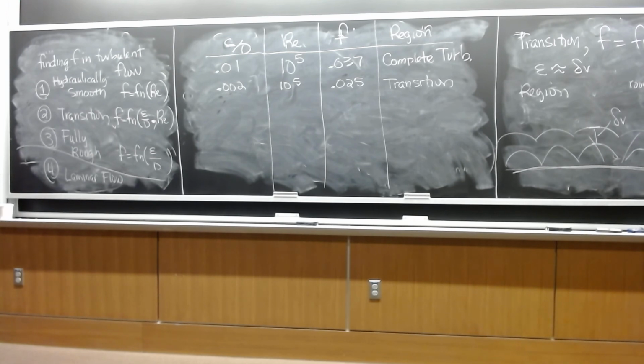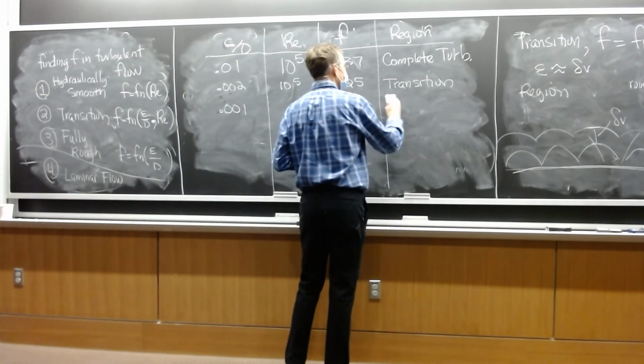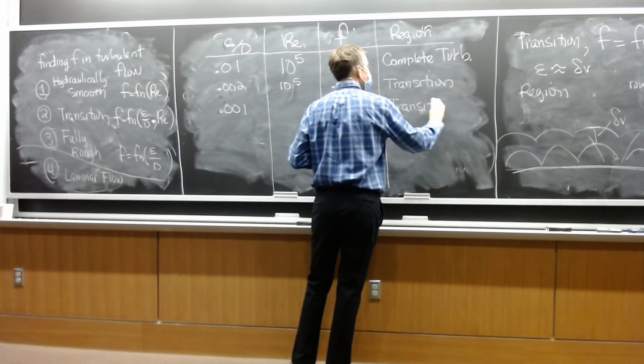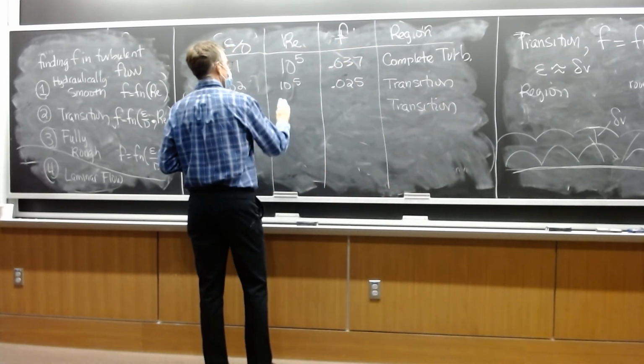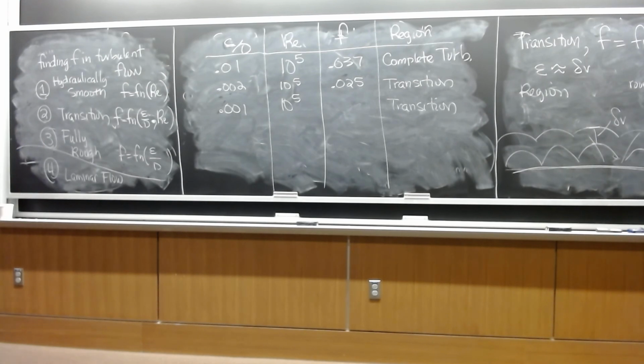Okay. And now let's do 0.001. I'd say it's still in transition at that Reynolds number. And I get a friction factor of, at 10 to the 5th, about 0.025 again, maybe? Oh, sorry, 0.023, yeah, 0.023 looks about right to me.